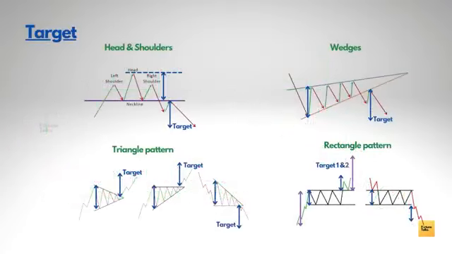Finally, the targets can be the next potential resistance level, or place a suitable target based on the type of consolidation pattern the market was in right now. Be it a wedge, be it a triangle pattern, be it a rectangular pattern, use a suitable target based on the consolidation pattern formed in the market.